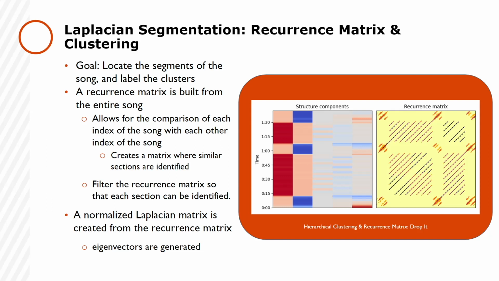Once we have that matrix, we create a filter, and we filter that matrix to denoise it a little bit. After the filtered matrix has been created, we create a normalized Laplacian matrix from the recurrence matrix. This is able to generate our eigenvectors, which are then used in the k-means algorithm.